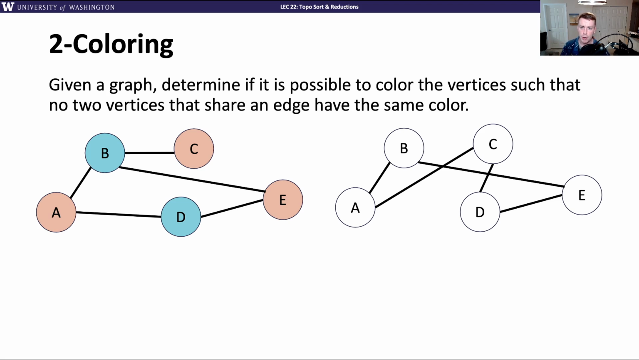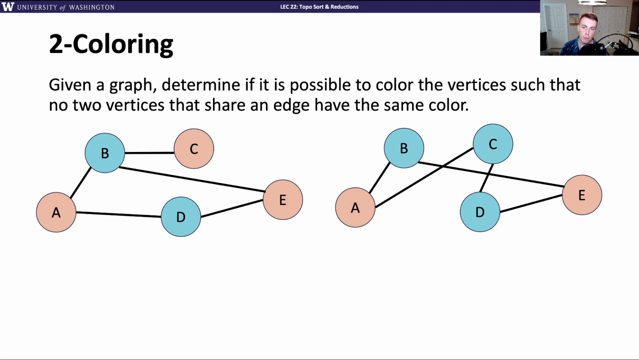Now, you might be wondering, is it always possible to 2-color a graph? And the answer is no. There are some graphs that aren't 2-colorable. For example, this one. If I color this one blue, and then its neighbor orange, and then their neighbor blue, well, now we have a conflict because C and D are neighbors of each other, and they're both blue. So not all graphs are 2-colorable.